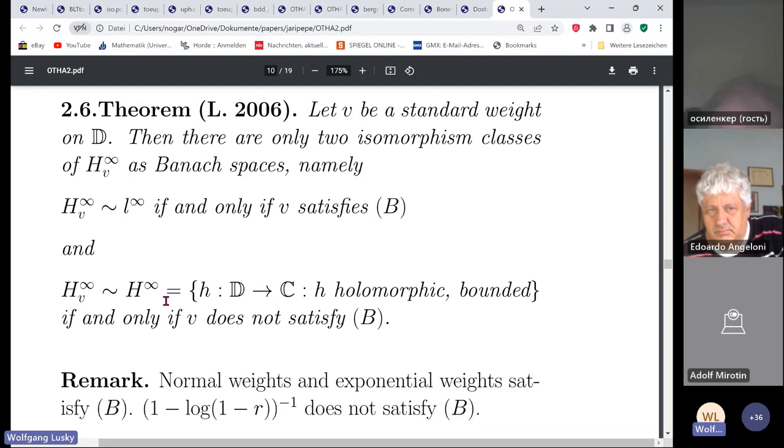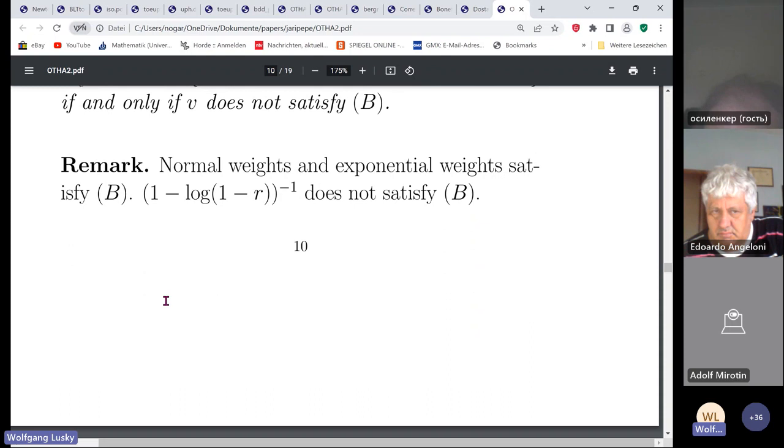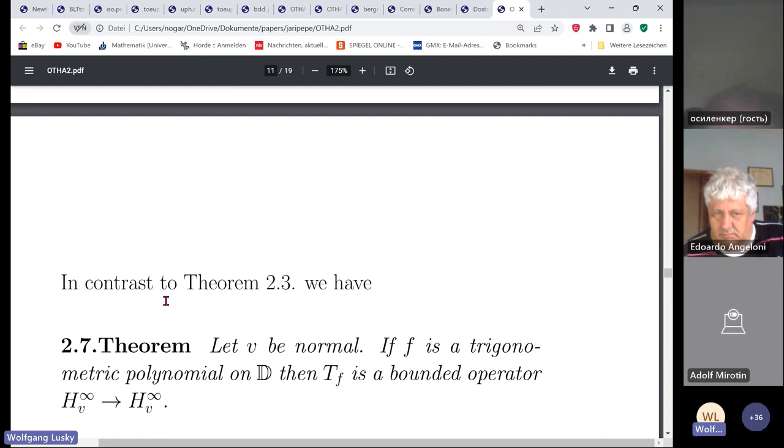Now, let me return to our Toeplitz operators, and let me now complete what I was already mentioning before. If we take a normal standard weight on D, and if we take a trigonometric polynomial on D, which is, after all, a bounded harmonic function too, then T sub F is bounded with respect to the weighted sup norm. I do not want to say anything about the proof. Anyway, somehow one has to consider the boundedness of a shift operator, and the boundedness of a Toeplitz operator with radial symbols. And then one can prove this here.